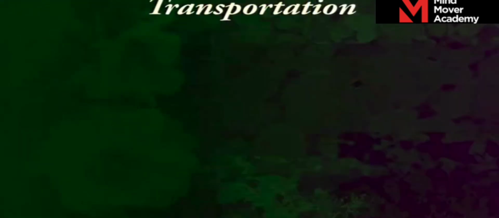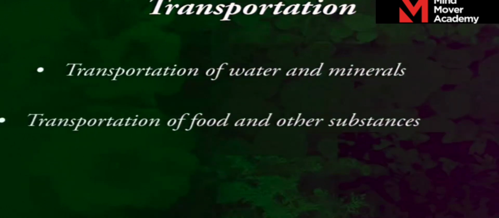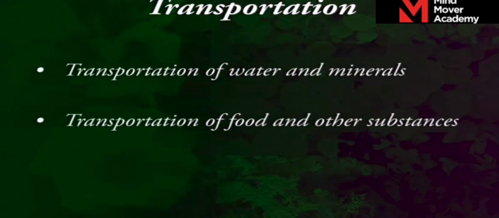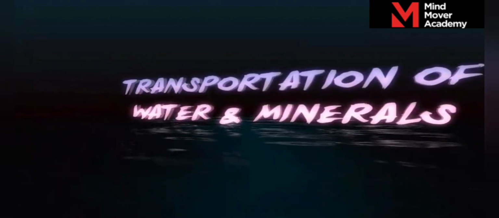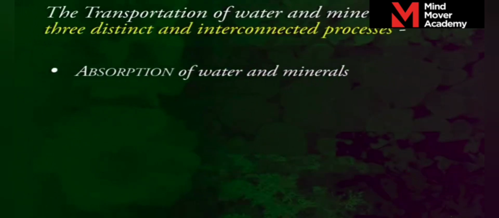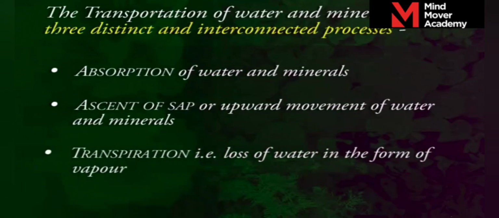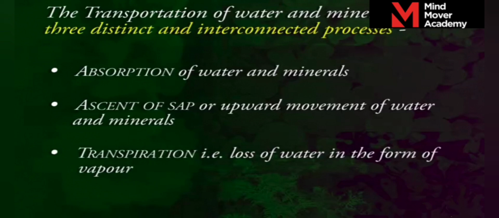So there are two kinds of transportation in plants. 1. Transportation of water and minerals. 2. Transportation of food and other substances. Transportation of water and minerals. The transportation of water and minerals involves three distinct and interconnected processes. 1. Absorption of water and minerals. 2. Ascent of sap, or upward movement of water and minerals. 3. Transpiration, that is, loss of water in the form of vapor.